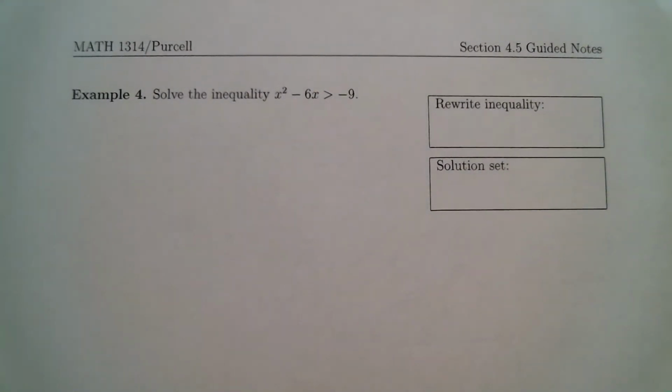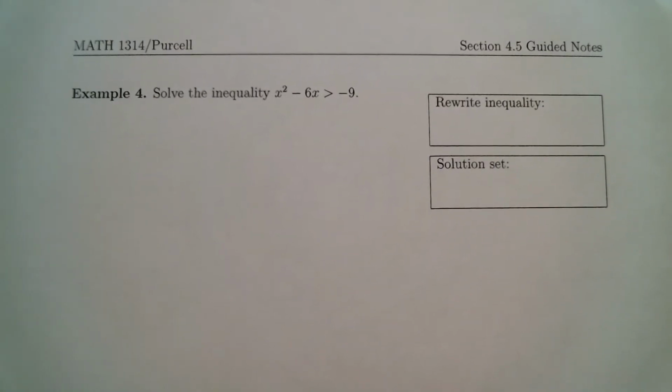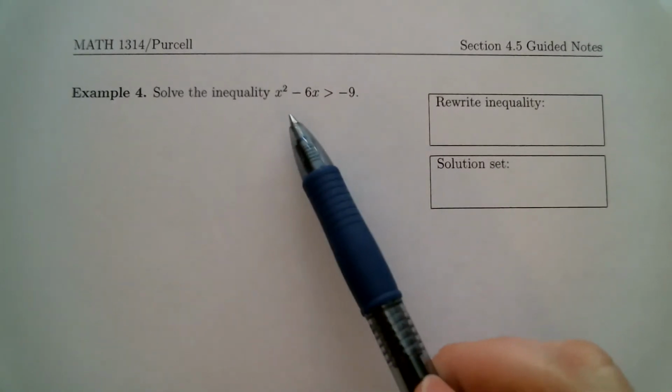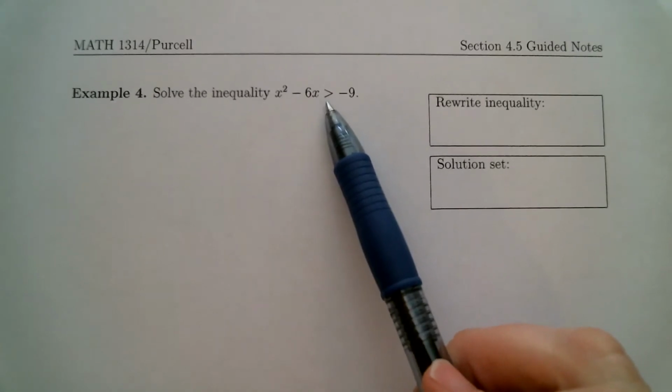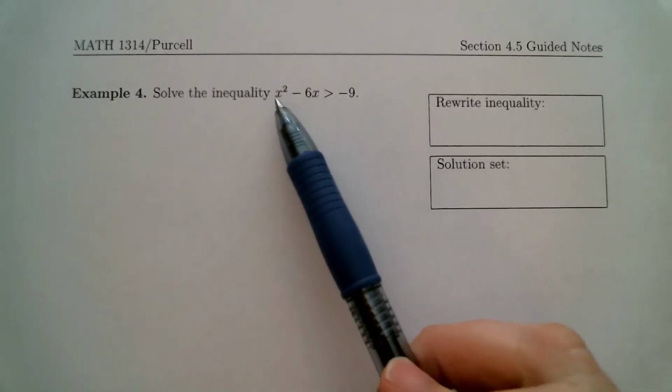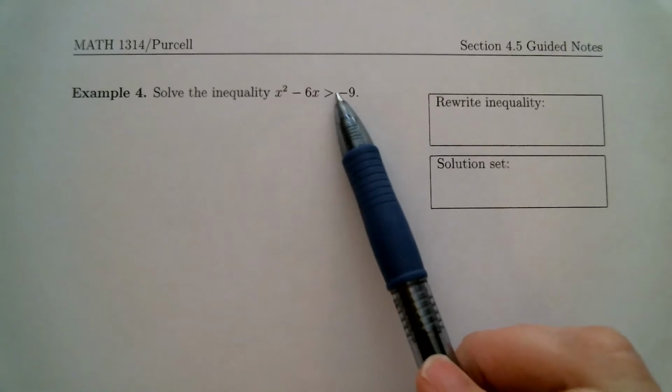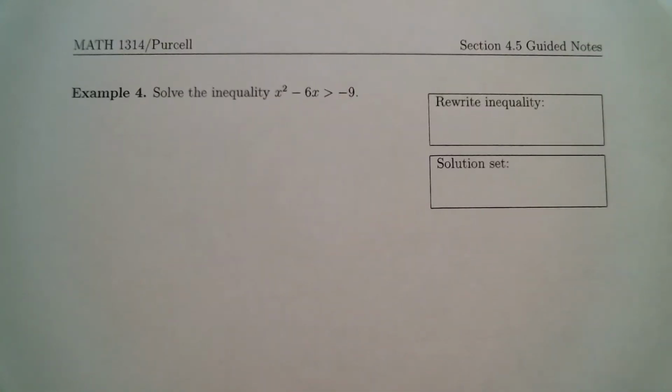Example 4. Solve the inequality x squared minus 6x is greater than negative 9. All right, first thing we need to do is notice that this is a quadratic inequality. You've got an inequality symbol, greater than, and the highest power of x in the whole thing is the second power. So this is a quadratic inequality.